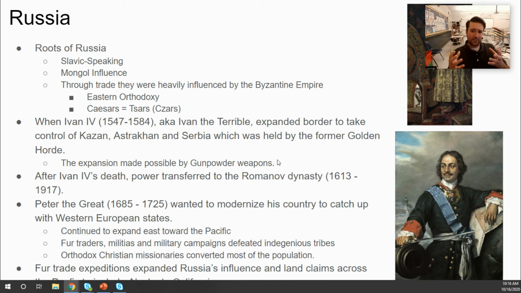So he does expand Russia, and he takes control of Kazan, Astrakhan, and I'm not sure if I'm saying these right, and parts of Serbia, not all of it, which were formerly held by the former Golden Horde of the Mongol Khanates. The big reason why this is possible is that they are using gunpowder weapons to arm their armies, and that gives them an advantage. And so he expands his influence over this area.